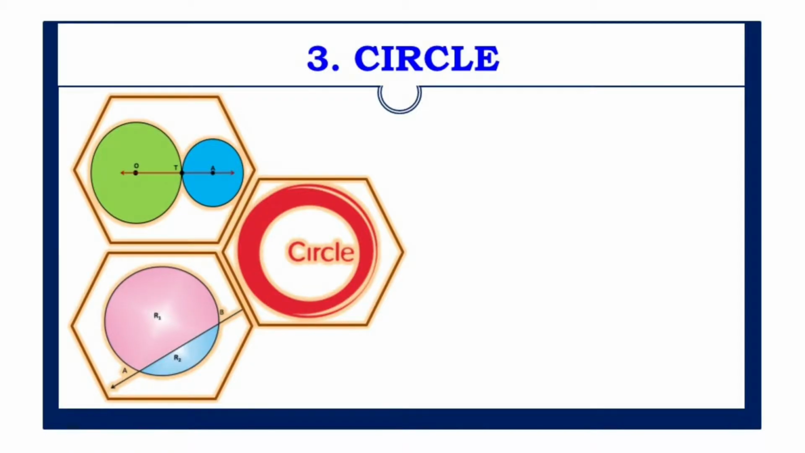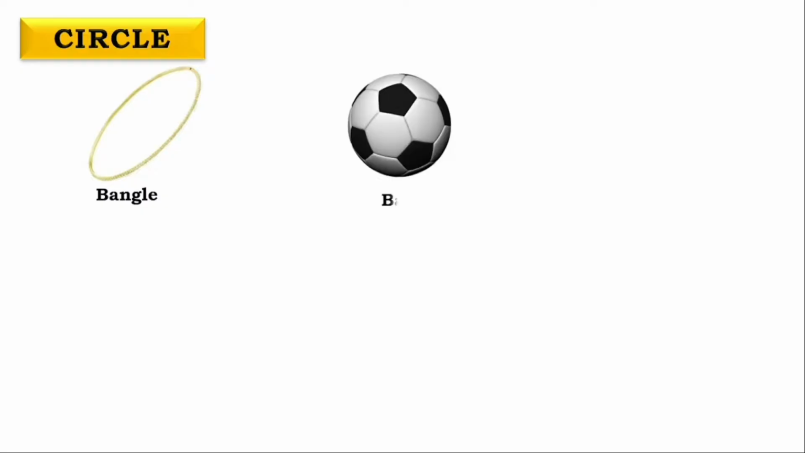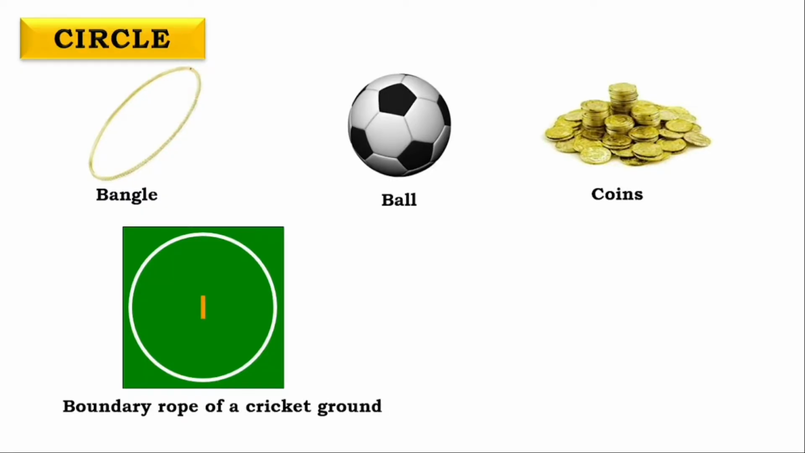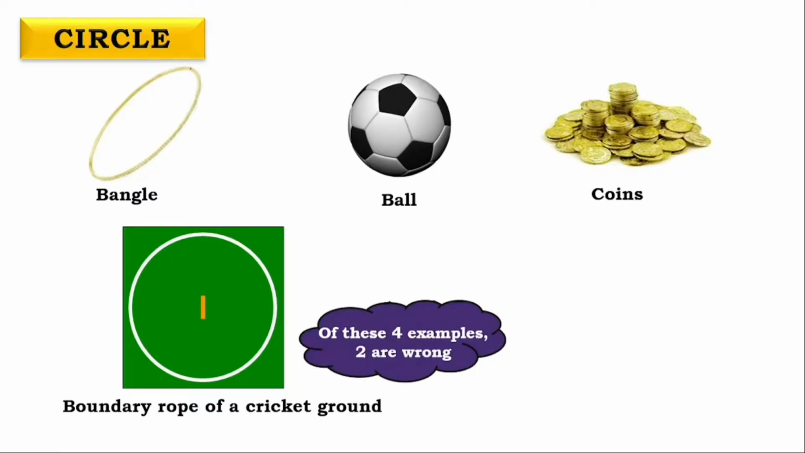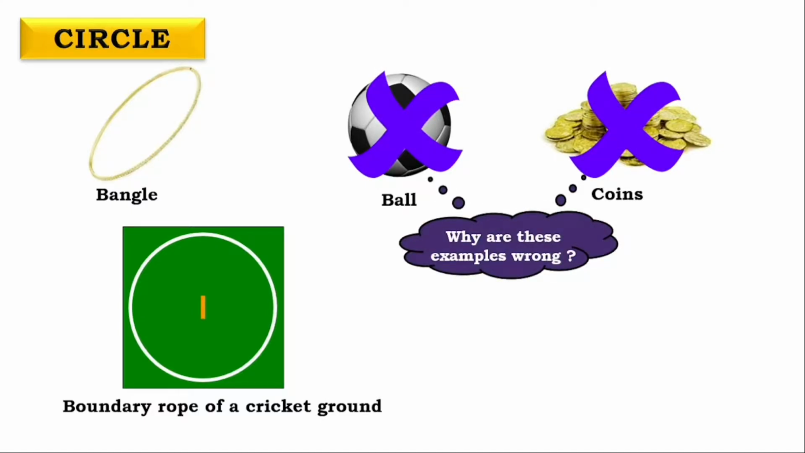So let's start this. Let us see some examples of circle from day-to-day life. Bangle, ball, coins, boundary rope of a cricket ground. Out of these 4 examples, 2 are wrong. Let us see that. Ball, coins. Why are these examples wrong?